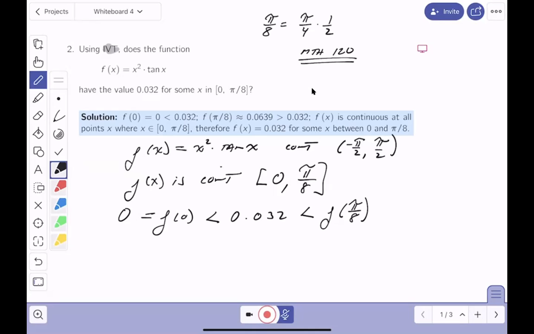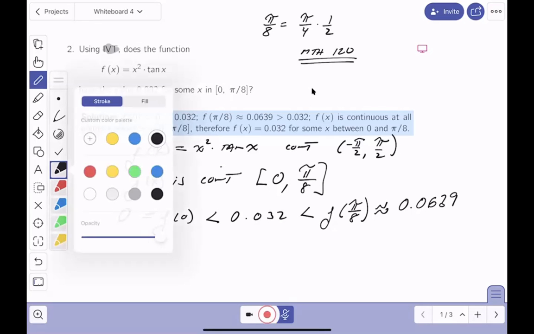But you know what? I think it'll be a lot of work. And I think of myself as, you get tired sometimes. Maybe you just want to simply say, you know what? Let me see what my calculator says. So if you took your calculator, what would you get? You would get approximately 0.0639, yada, yada, yada. Is that number greater than 0.032? Yes. So what do I know now?